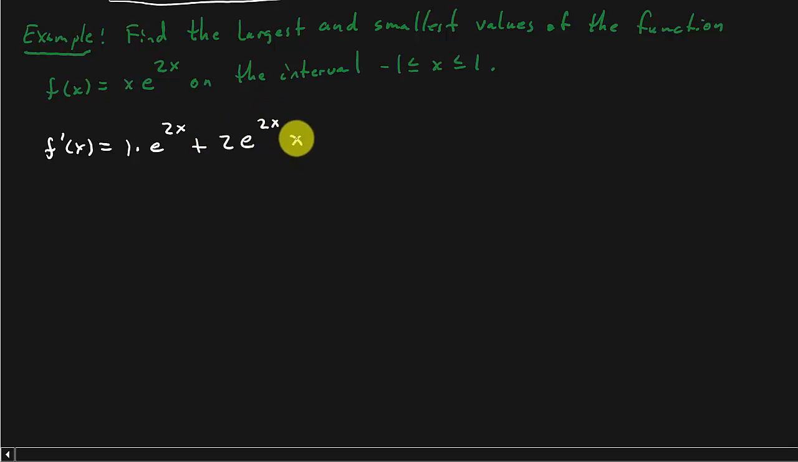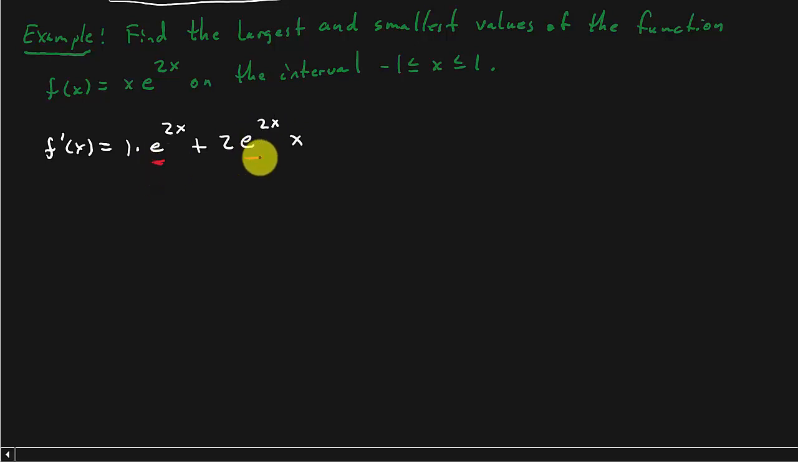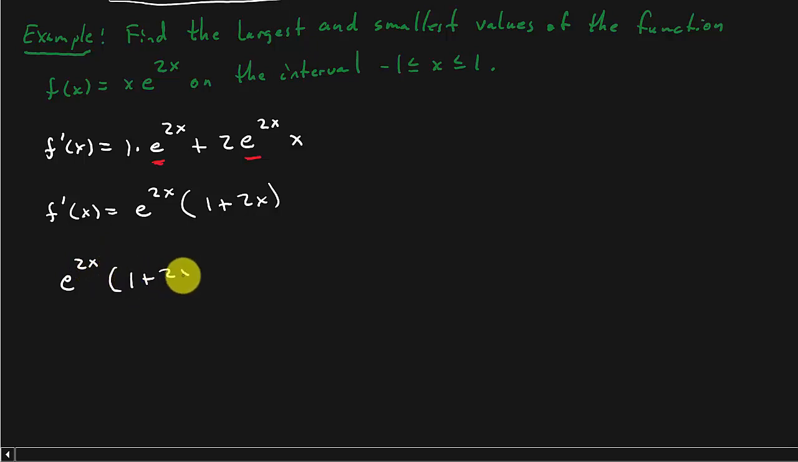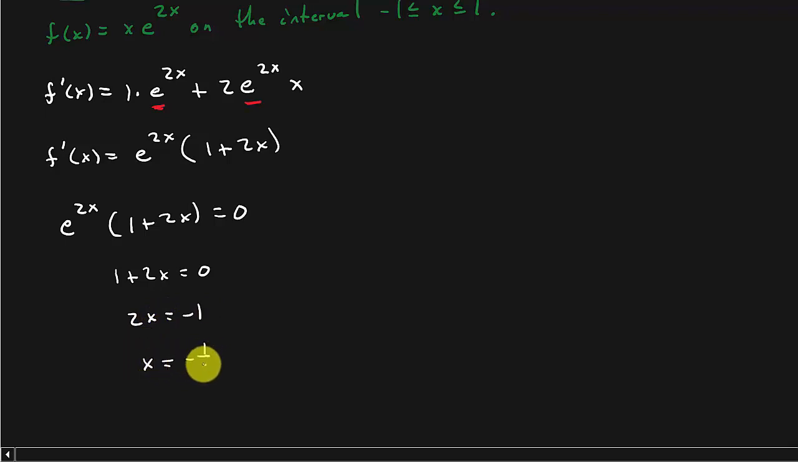So what I'm going to do here is factor out this common factor of e to the 2x. So f prime of x is equal to e to the 2x times (1 plus 2x). And now we set this equal to 0. e to the 2x times (1 plus 2x) equals 0. So we've got 1 plus 2x equals 0, 2x equals negative 1, x is equal to negative 1/2.